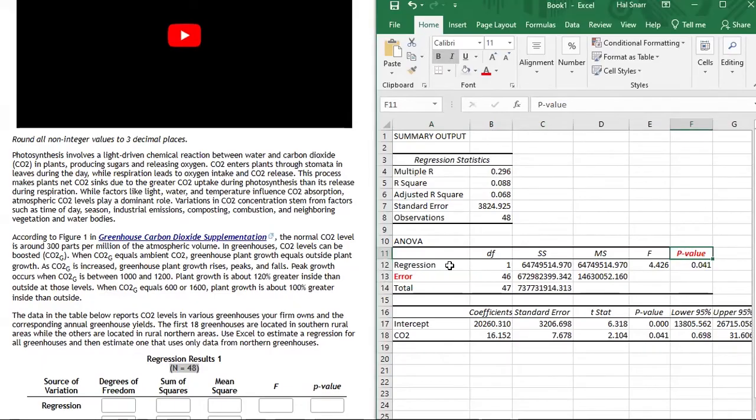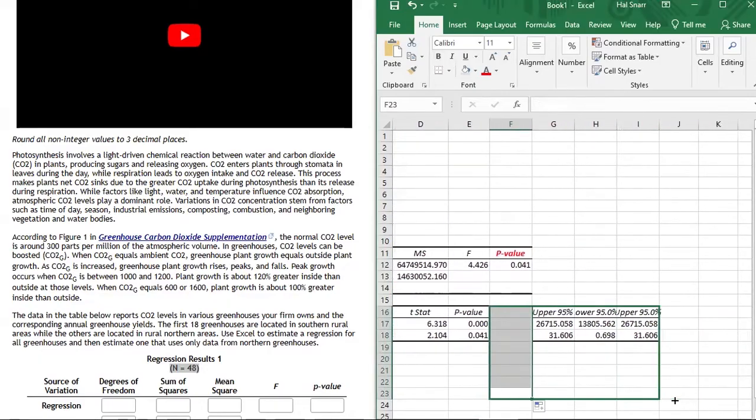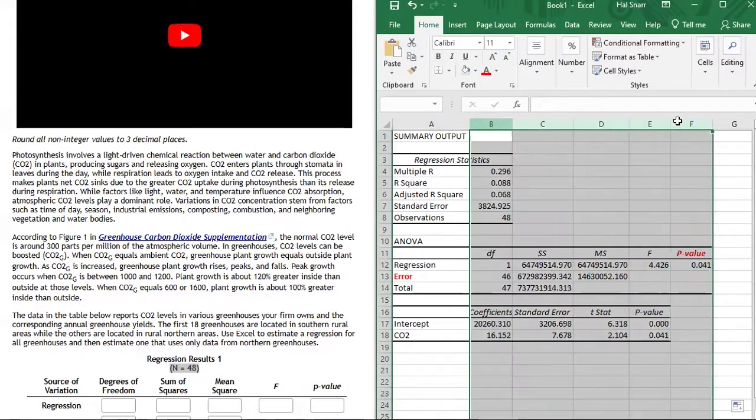Most packages call this the p-value of F. And then I don't need this stuff here. Let me get rid of that. Most packages don't give you that stuff. And then let me just widen this out a little bit.